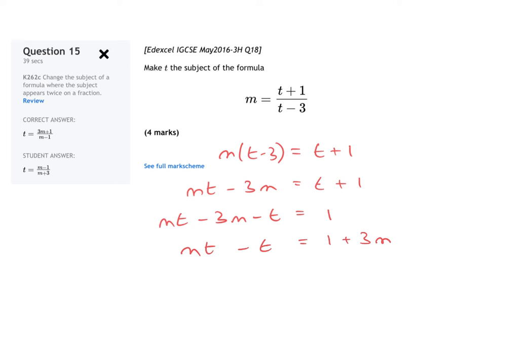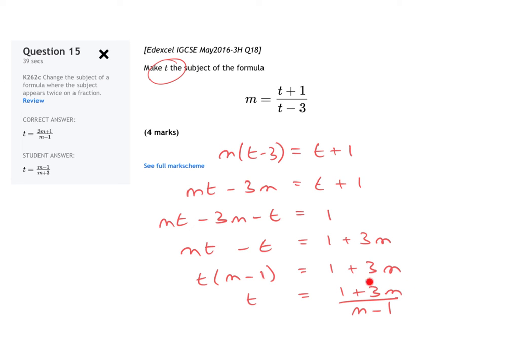Now remember, I'm trying to isolate t. I have 2 terms involving t on the left-hand side, so I can factorize, and that is equal to t brackets m minus 1 equals 1 plus 3m. And finally, you should be able to see now that I can isolate t by dividing by m minus 1. So t equals 1 plus 3m divided by m minus 1.